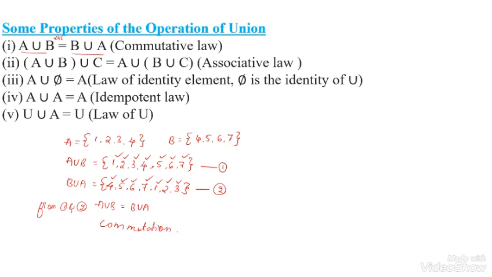That is, the commutative law holds for the operation of union. Similarly, you have to check all four properties here. Take another set C. First, you have to consider the LHS part. After that, you have to write the RHS part. You only have to solve the properties.